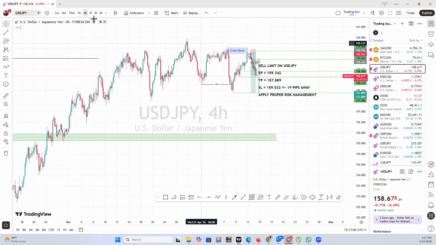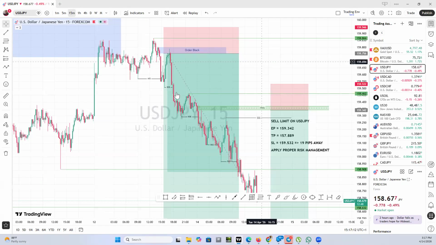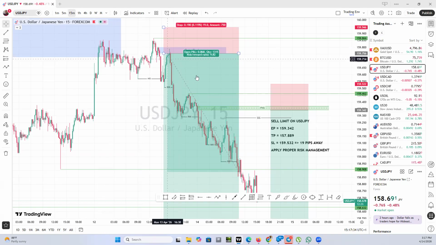So that's when I decided, okay, let me drop to 15-minute time frame. When I dropped to 15-minute time frame, as you can see, I got a change of character. I'm not trading against the trend. I'm just trying to catch a retracement here. So when I got this change of character, that's when I positioned here. I shared this setup with some of the groups. So I put my pending order here.